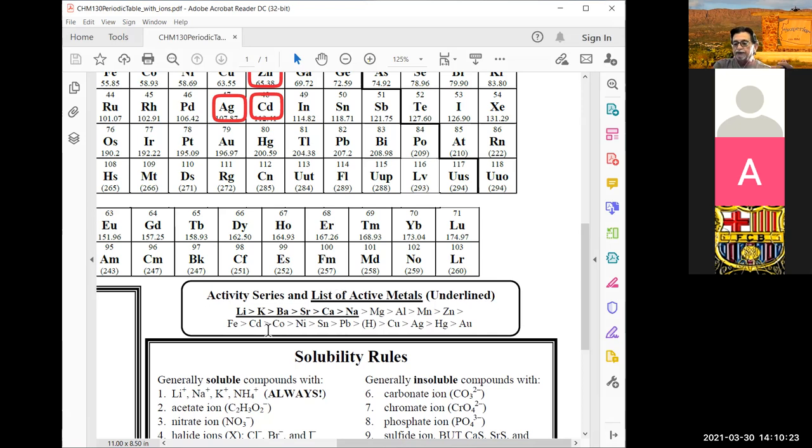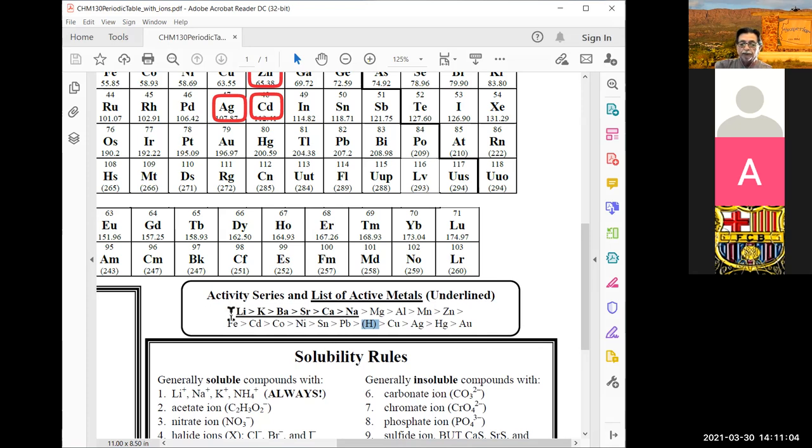And then you've got the greater than symbol. So lithium, as far as reactivity, lithium is more reactive than potassium, and potassium is more reactive than barium, and so on until you get to the end of the list, where gold is the least reactive metal there. Also notice something interesting. H: the way this activity series works is in reference to hydrogen, which could be in the form of hydrogen gas or water. So that's the reference point.